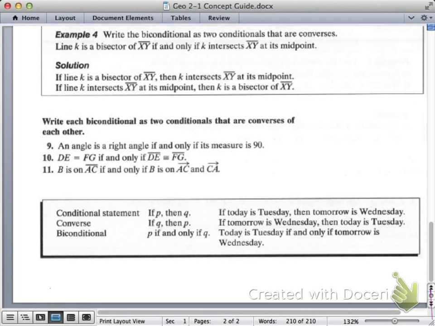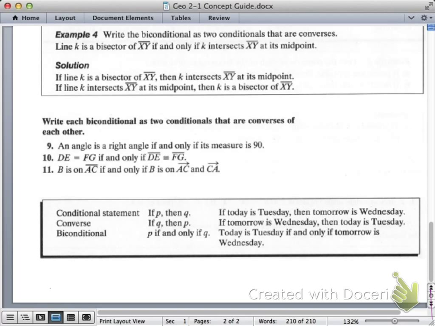Okay, so example 4 here says, write the biconditional as two conditionals that are converses. Let this be simple. Here's the statement. Line K is a bisector of segment XY if and only if line K intersects segment XY at its midpoint. It sounds like a bunch of words in one there, but we learned that to be true. So we can say it this way. If line K is a bisector of segment XY, then line K intersects segment XY at its midpoint, which we learned to be true when we learned midpoint.